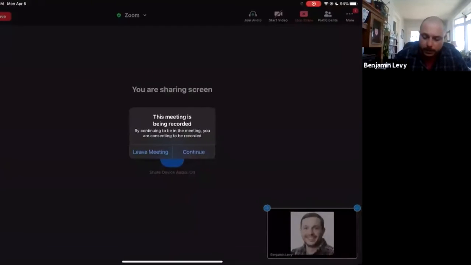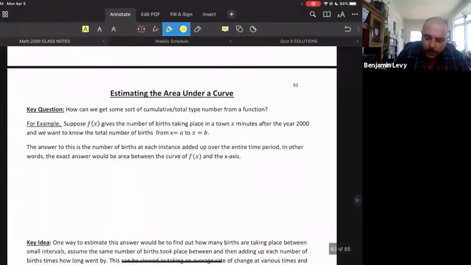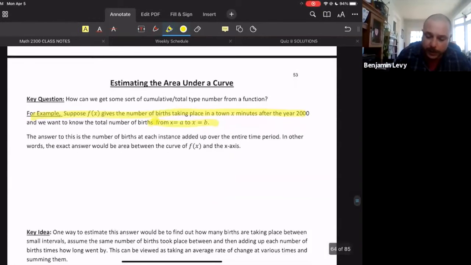For example, let's say we've got this function and it tells us the number of births that are taking place at a certain point in time. So it's like a birth rate kind of function. And we want to know how many births have taken place over some interval or between two numbers, right? So from A to B, for example. We would basically want to add up these individual function values over this interval, right? And so let's draw a picture real quick and then we'll understand what we're talking about here.